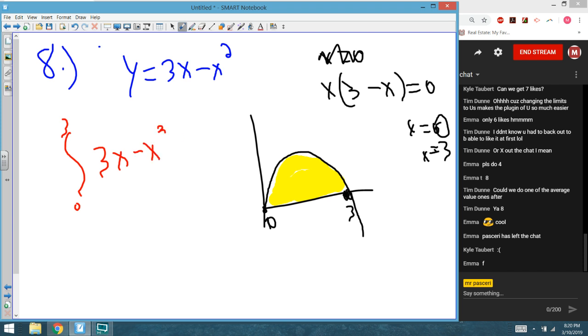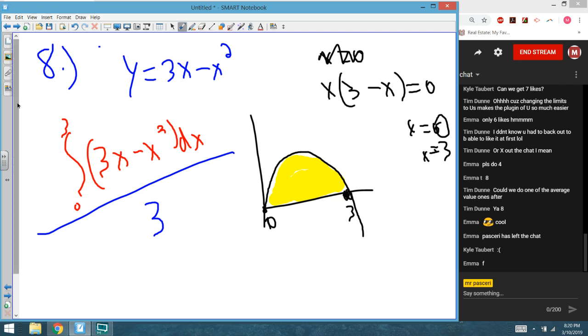Now, the book will always say 1 over b minus a, which here is 1 over 3 minus 0, so 1/3. That's fine, you can do that if you want, but I'm always going to say this is the area and this is the width. So area divided by width is the average height.